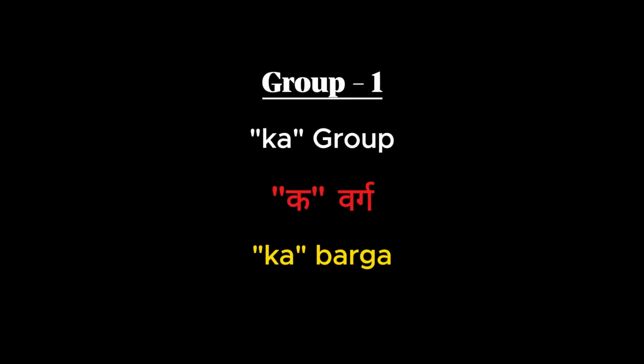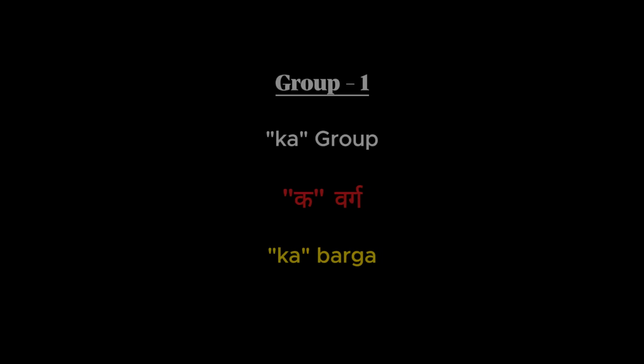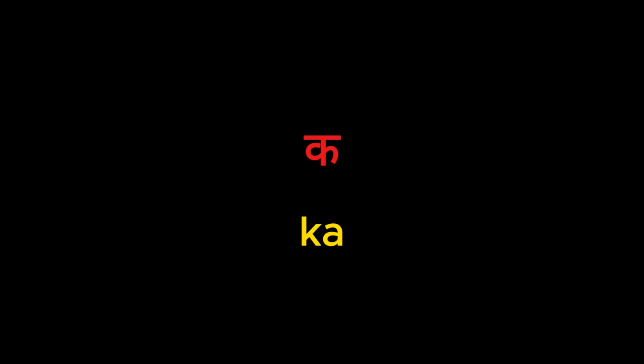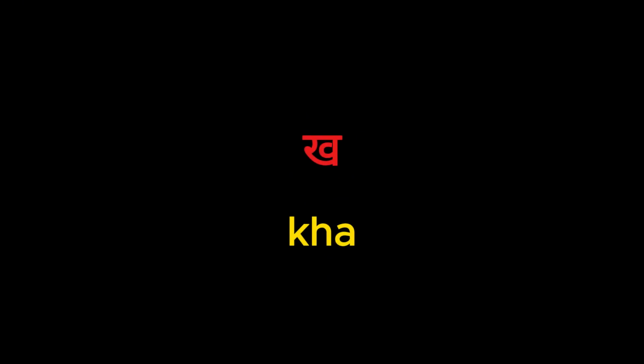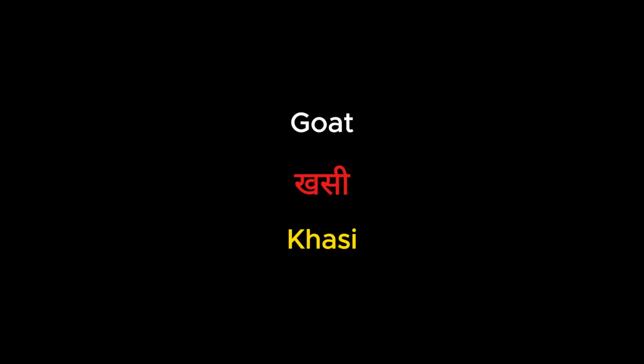Group 1. Ka group, which means Ka Varga. Ka Varga. It includes the letters like Ka. Ka. For example, Kamal. Kamal, which means lotus. Ka. Ka. The example is Khasi. Khasi, which means goat.